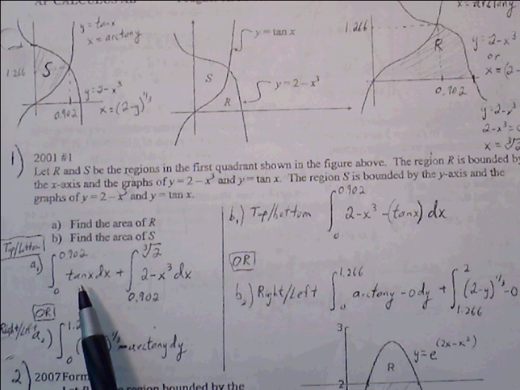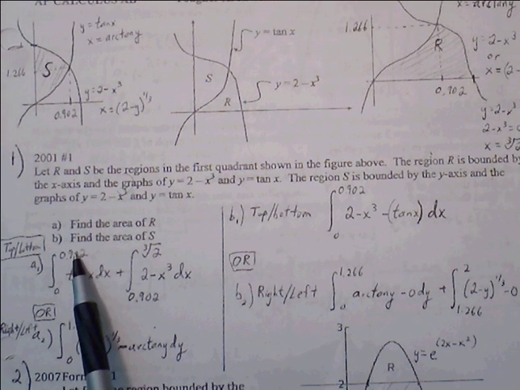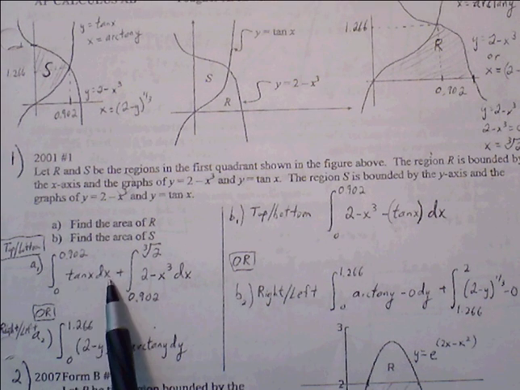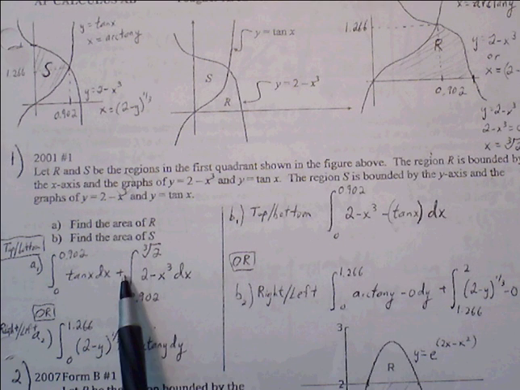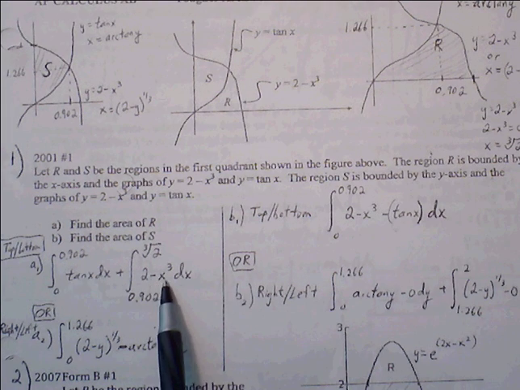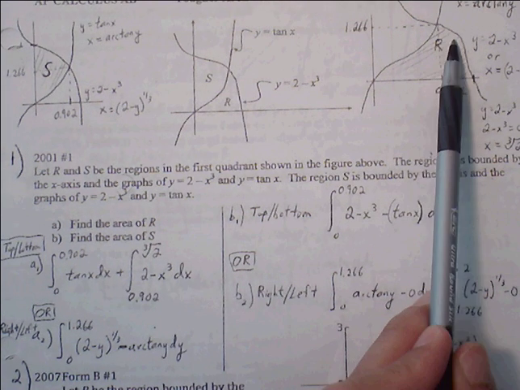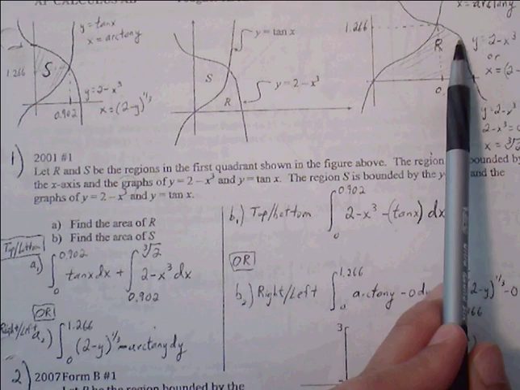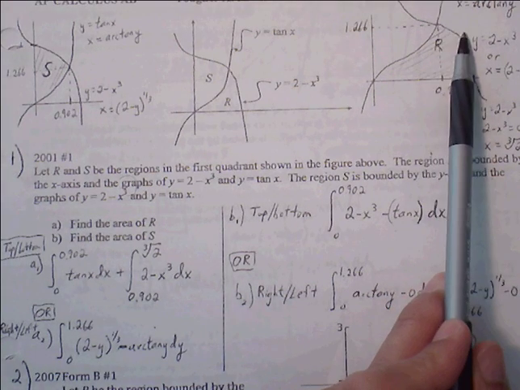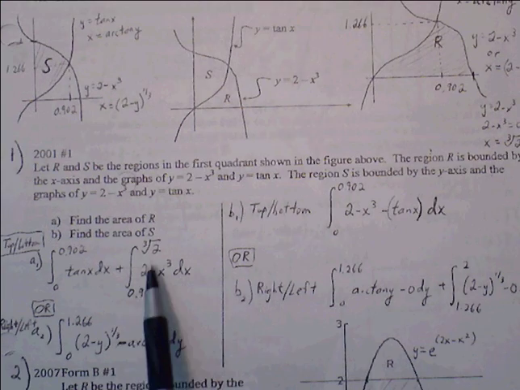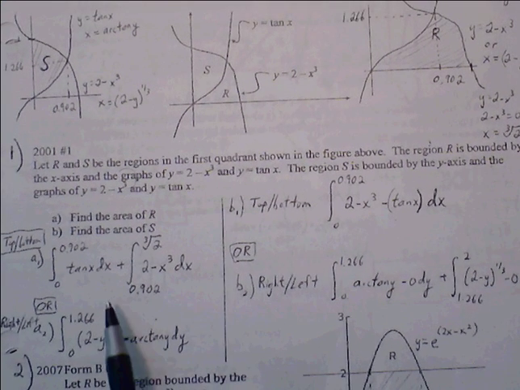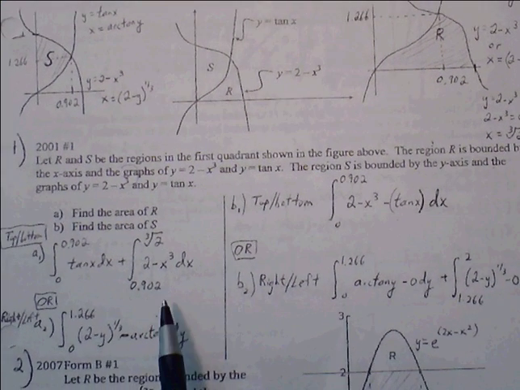So we do top minus bottom from 0 to 0.902, tangent of x minus 0, and the minus 0 just washes out since 0 is not going to affect anything. And here, top minus bottom is 2 minus x cubed, that's this curve here, 2 minus x cubed minus 0, and that will take care of the area of the right region. Again, the minus 0 drops out, from 0.902 to cube root of 2. So that's the top minus bottom method.